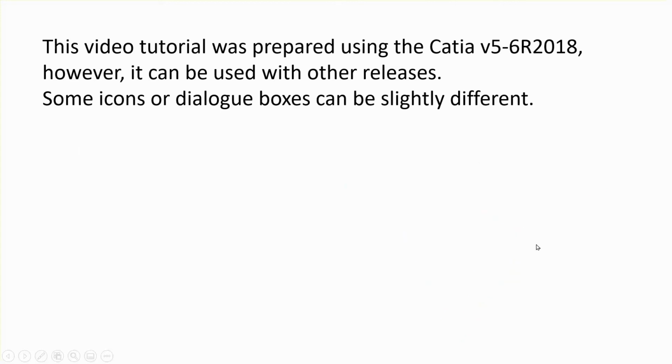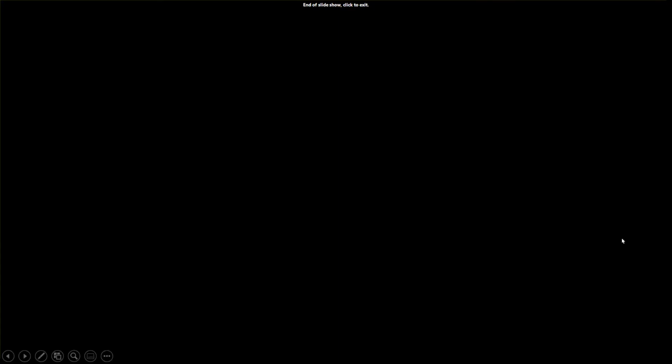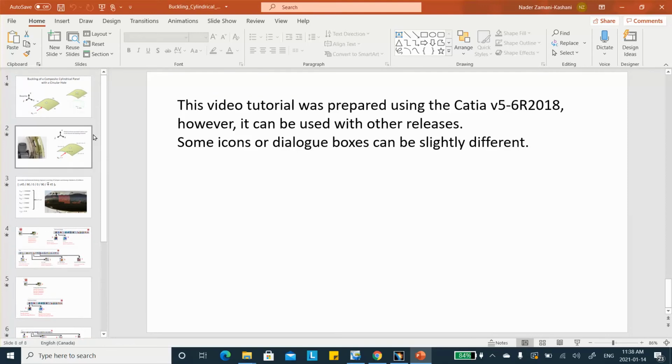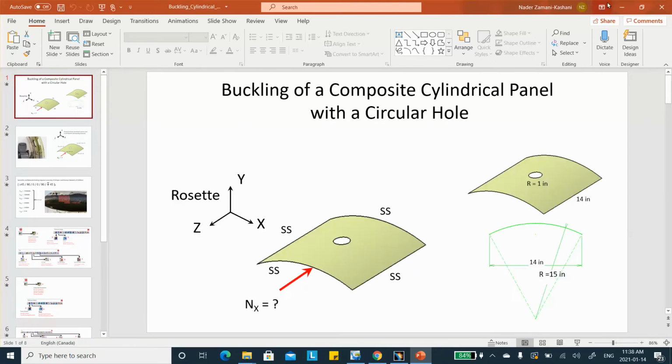The other comment that I want to make is that my calculation is done in CATIA V5-6, release 2018. If you're using other versions, particularly the older versions, the dialog boxes and the icons may be different, but you should be able to fix it with minimum effort. Okay, good. So now we're going to create my geometry.